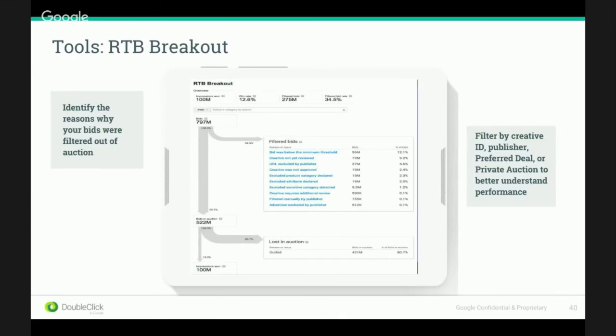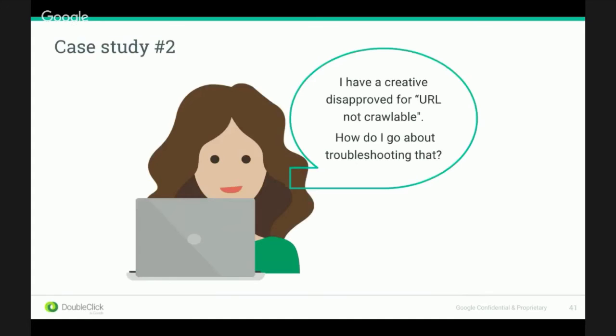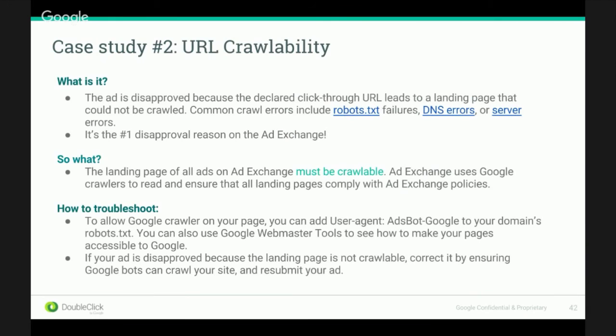Okay, moving on to the second case study: I have a creative disapproved for URL not crawlable. How do I go about troubleshooting that? This is one of our main disapproval reasons, so we're going to give you some handy tips. The reason this gets flagged is because the declared click-through URL leads to a landing page that could not be crawled by Google. Common crawl errors include robots.txt failures, DNS errors, or server errors.